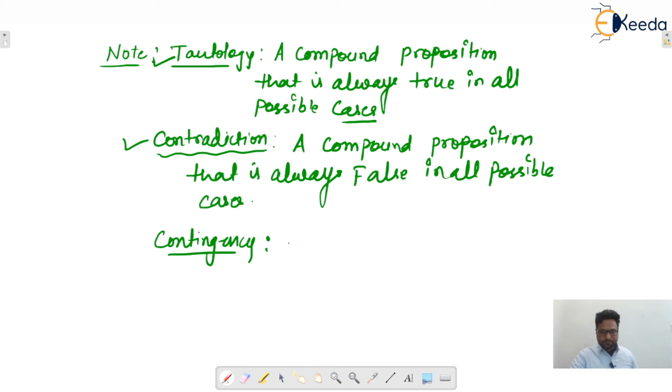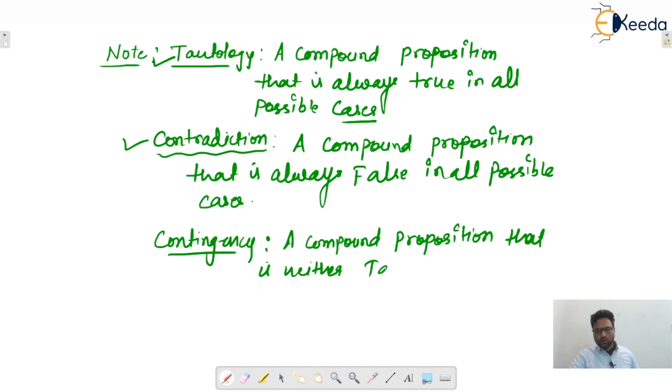So write down: a compound proposition that is neither a tautology nor a contradiction is known as your contingency.